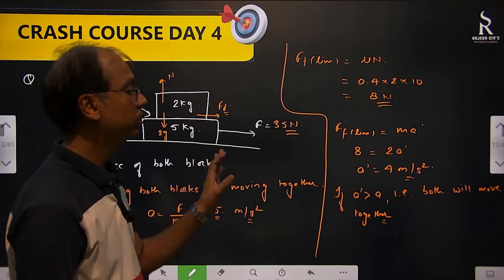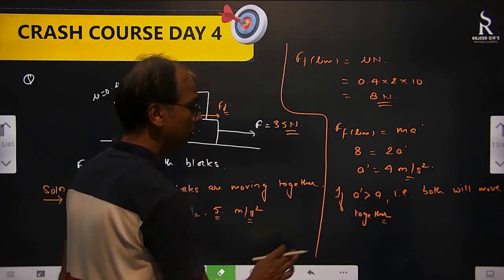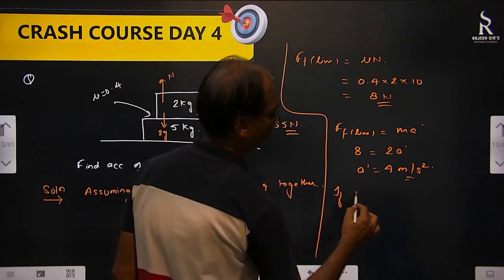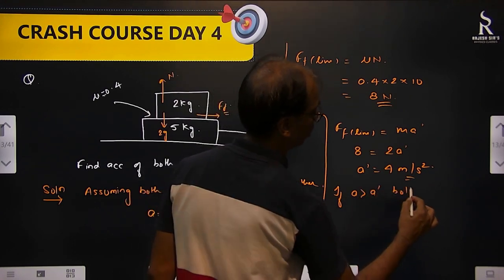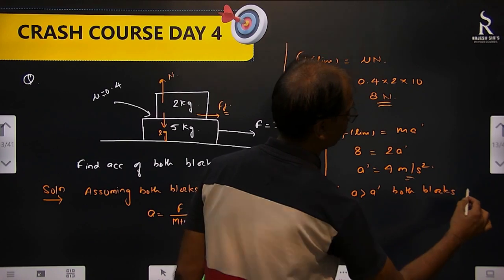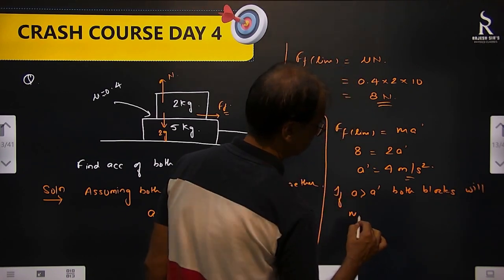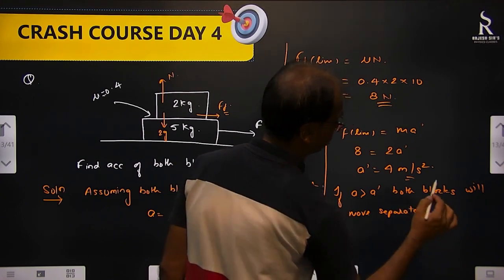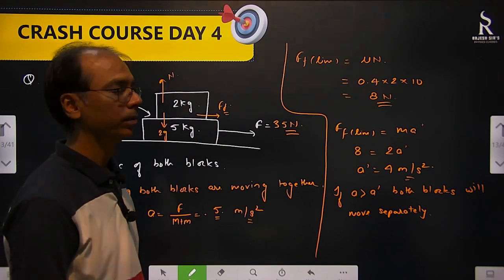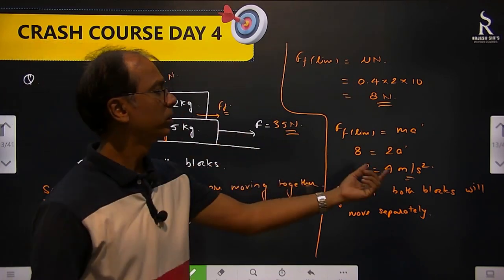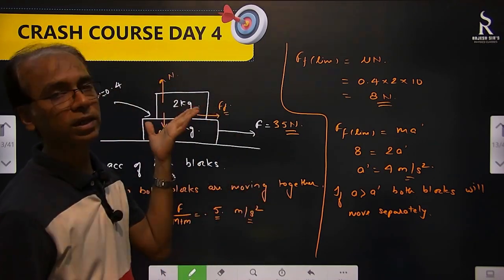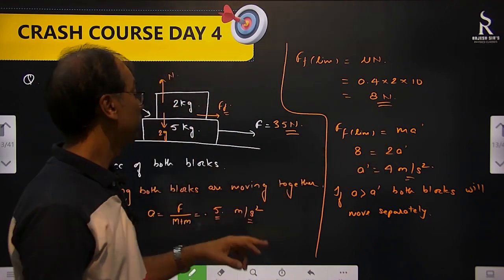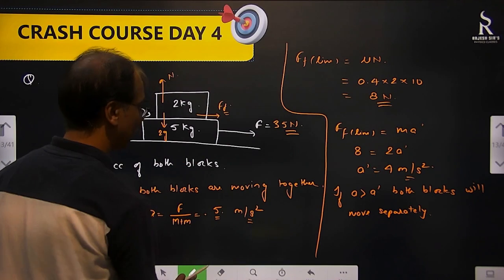So both the blocks will not move together. Okay, both the blocks are not going to move together if a is greater than a dash. Both blocks will move separately. Now we have to find the acceleration of both the blocks. Okay, we have to find. But upper one is going to move with 4 only, because on this one only force acting is friction, and the maximum force of friction is 8 Newton. So it will move with 4. But with what acceleration 5 kg is going to move, that you see now.